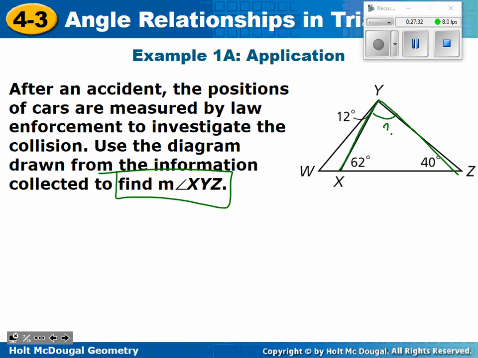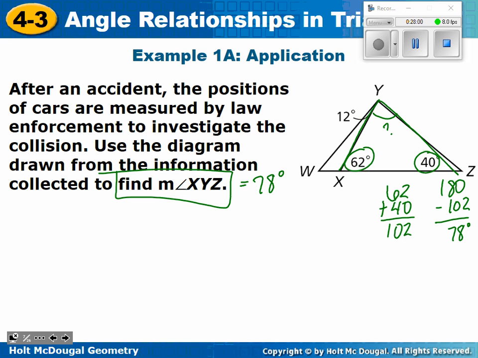What do we know all 3 angles in a triangle add to equal? 180. So they give us this angle is 62, this angle is 40. What would we need to do then to find the one we're looking for? Okay, so what is 62 plus 40? 102. And what is 180 minus 102? 78 degrees. So this is just 78 degrees. Don't forget your degree symbol. Don't forget your little M when you're naming the angle measure.